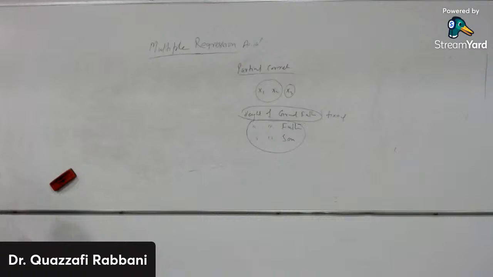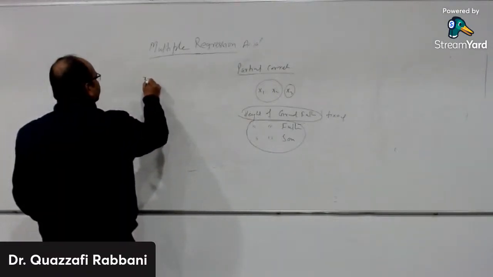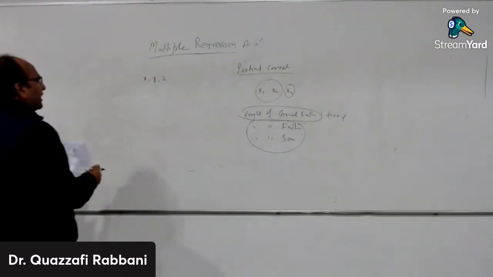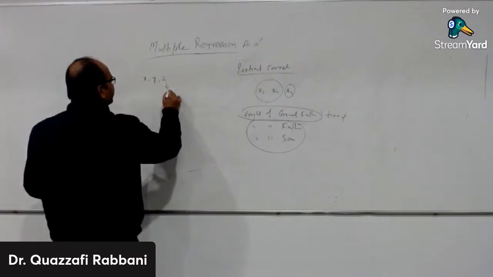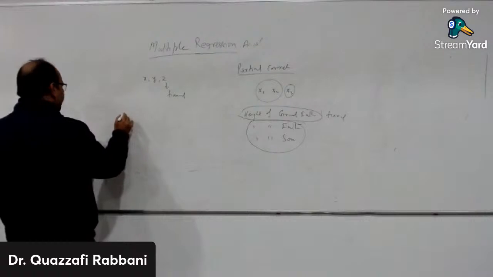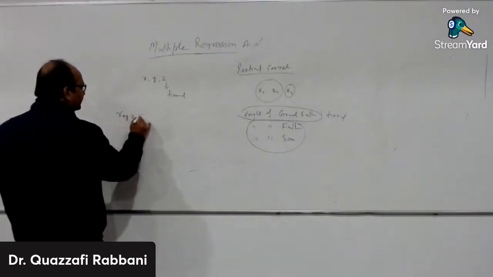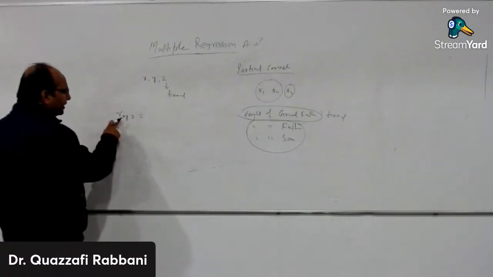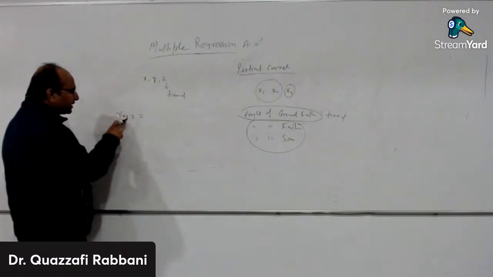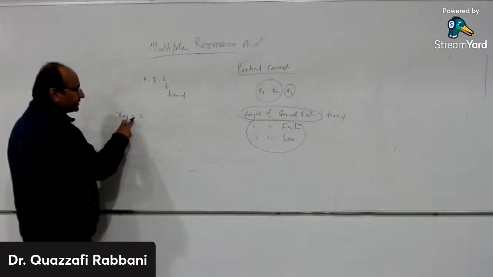suppose x, y and z. There are three variables and we want to fix the z. Then the correlation between x and y, with z fixed, the notation is written as r suffix x y dot z, which means we want to calculate the correlation between x and y while fixing the variable z. Z is fixed.